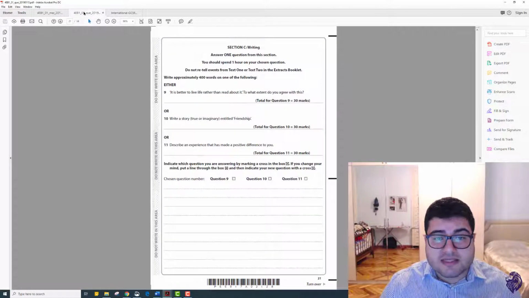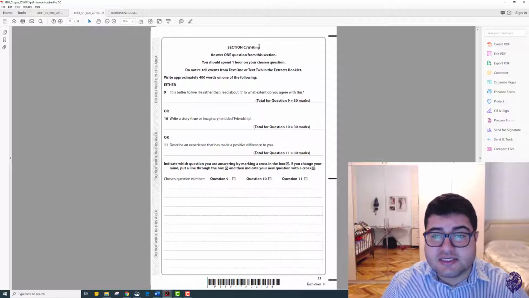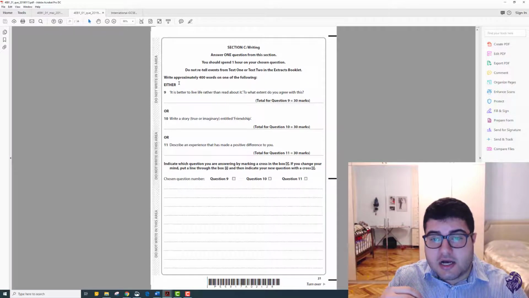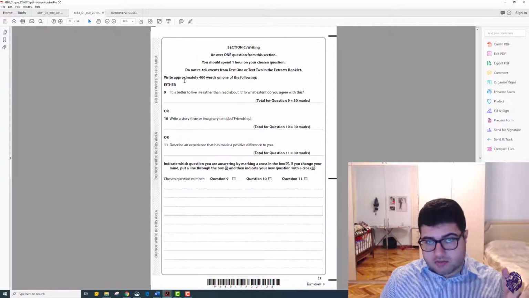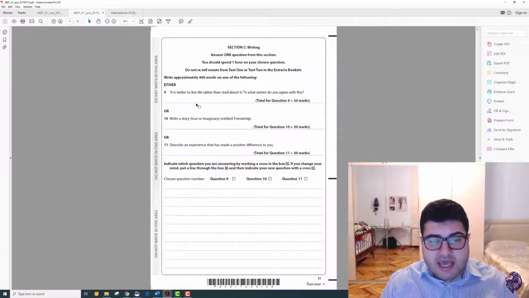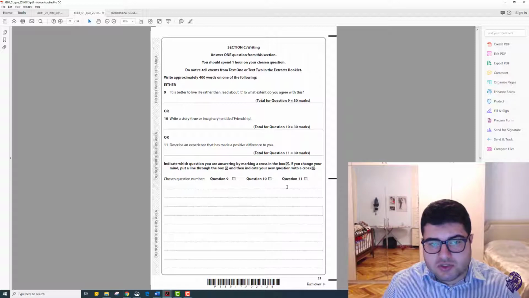Now, what makes Section C unique in other ways is that they actually give you a choice between an opinion task, a creative writing task, which is a story, or a descriptive writing task. And you could choose only one, so you can't do more than one. And you have to let them know as soon as you start writing which one you are choosing by putting an X into the number which you choose.